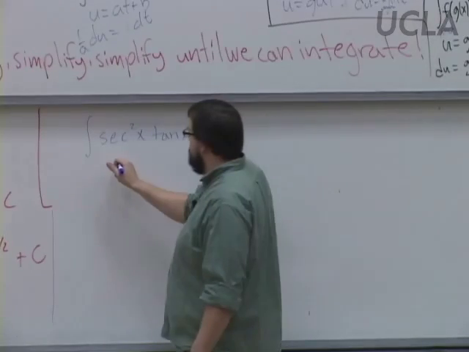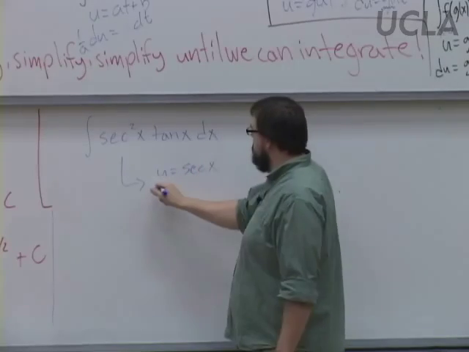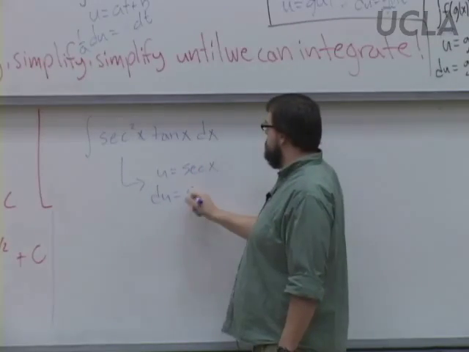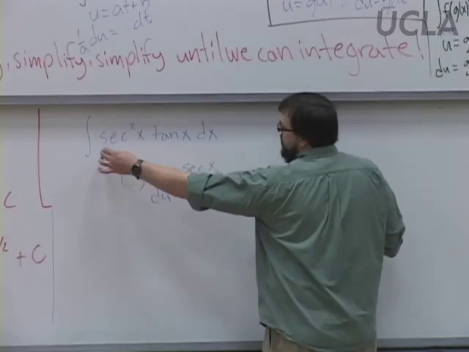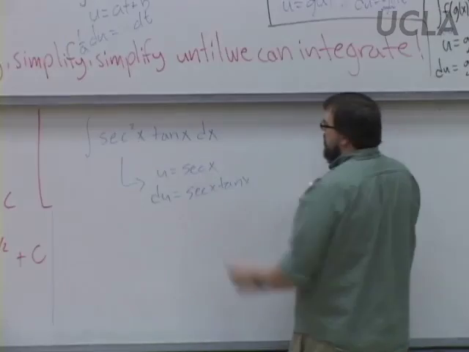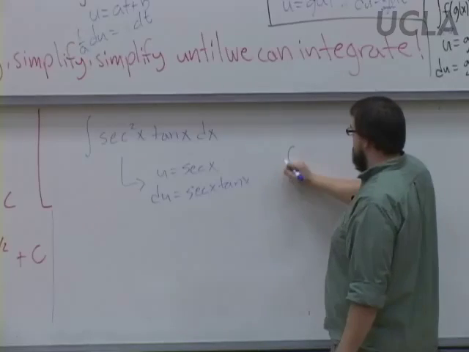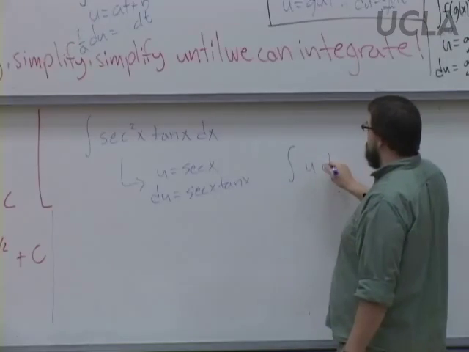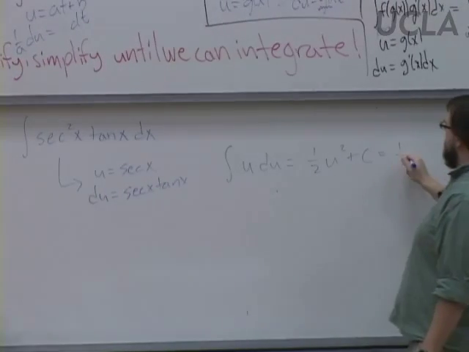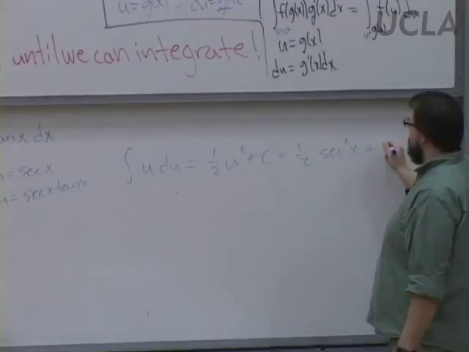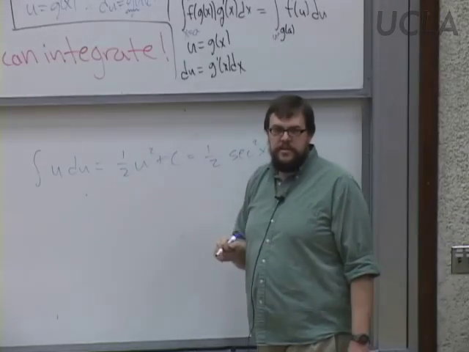Okay, we can try secant. Let's try that. If u equals secant x, what would du be? Secant x tangent x. Now notice what I have. I can break off a secant x, so I can really think of this as secant x times secant x tangent x. Aha. So then we get that this is the integral of u times du. The integral of that is a half u squared plus c. So that's a half secant squared x plus c. Okay, good. Could we have chosen something else to do the integral?